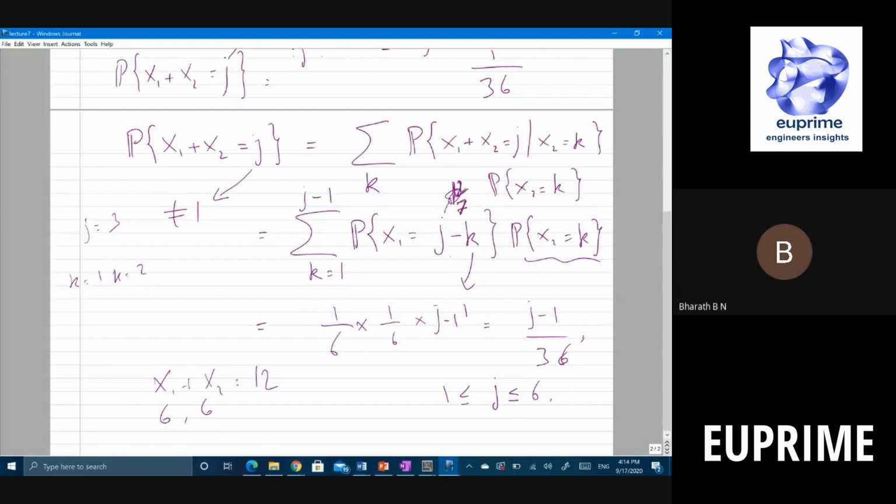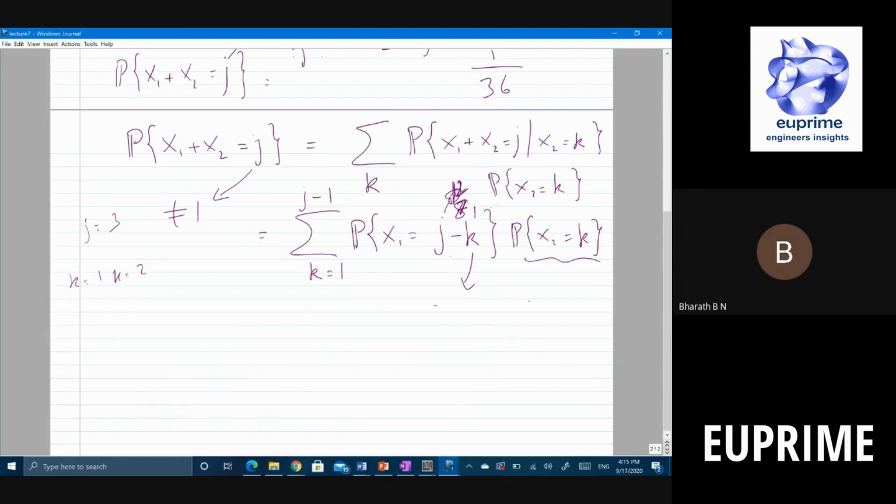If j is 7, k can go from 1 to 6, right? No problem. Do you agree? K is 8. This can go from 1 to, yeah, so this is the thing, right? So yeah, okay. Okay, so I'll write this.